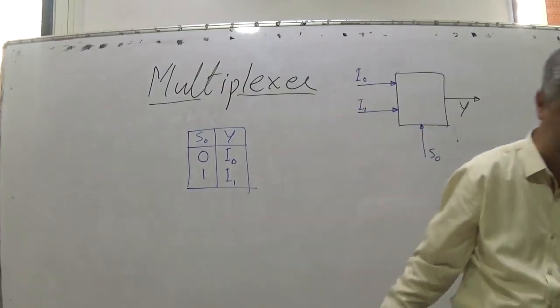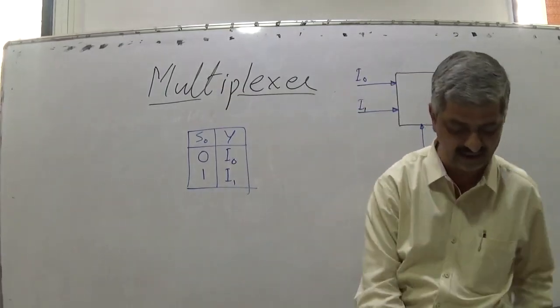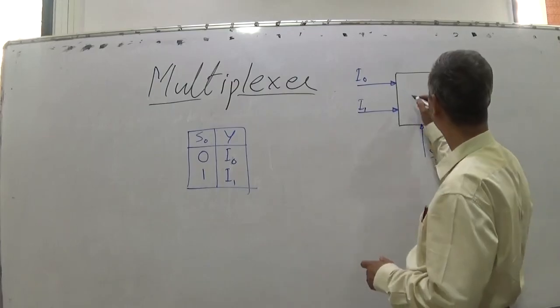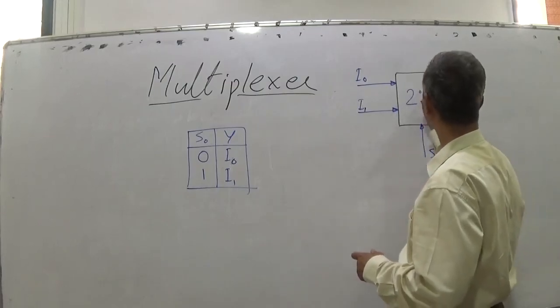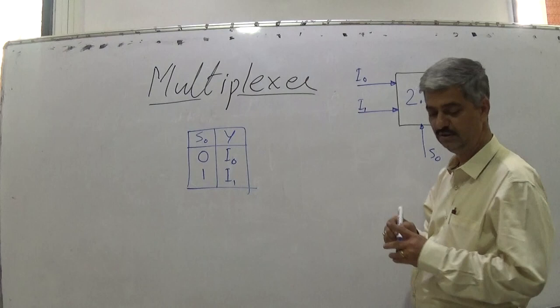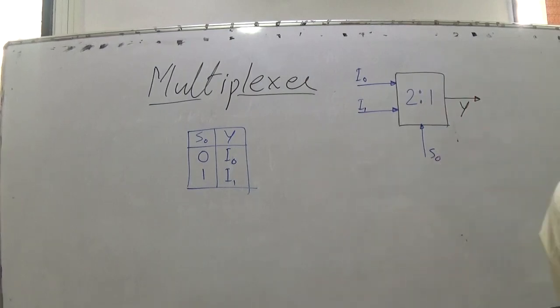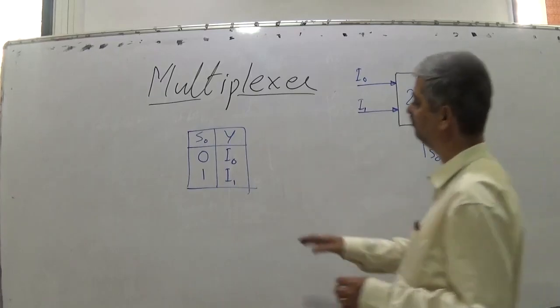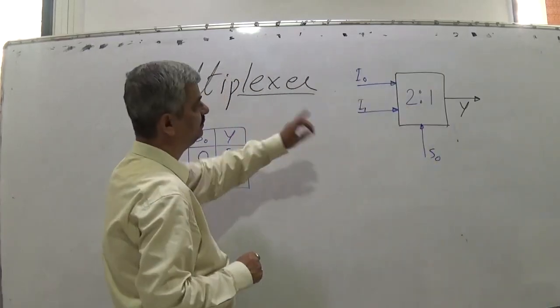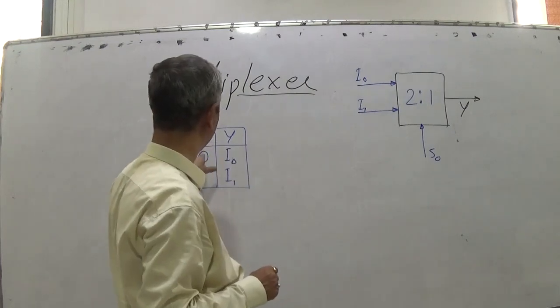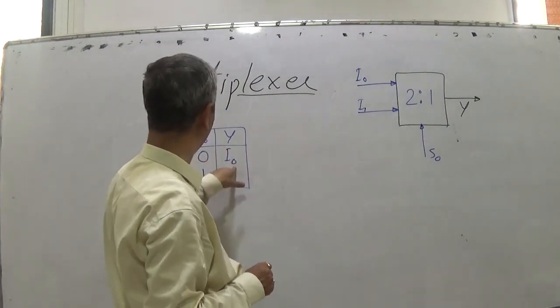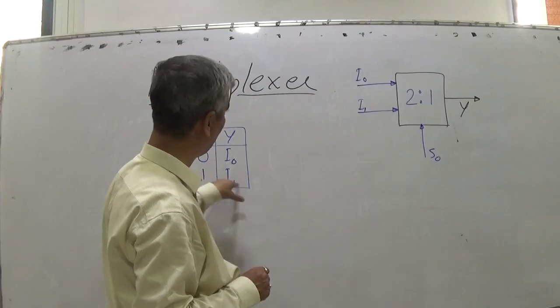And how many input lines are there? 2. So this is called a 2:1 multiplexer. There are 2 input lines, and depending upon the select line, which input appears on the output is decided. So if S0 is equal to 0, Y is I0. If S0 is equal to 1, Y is I1.